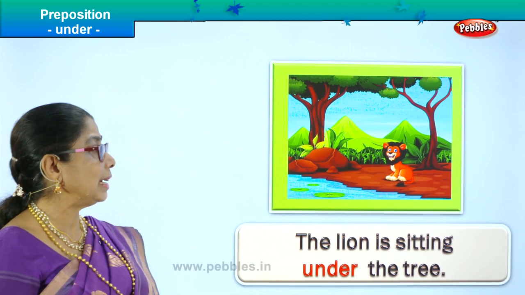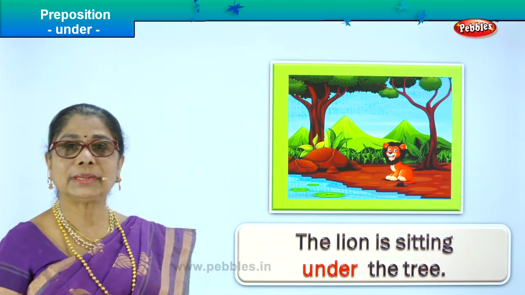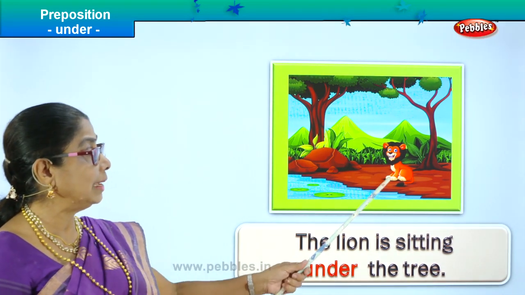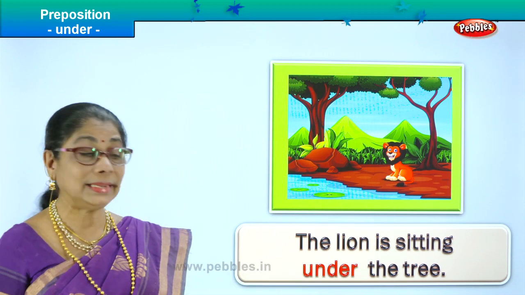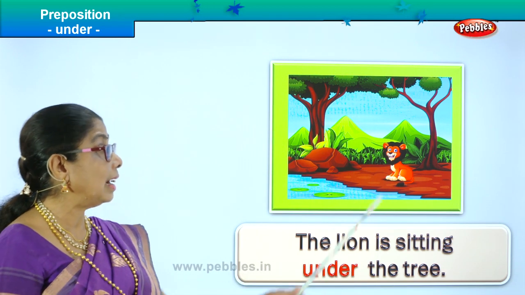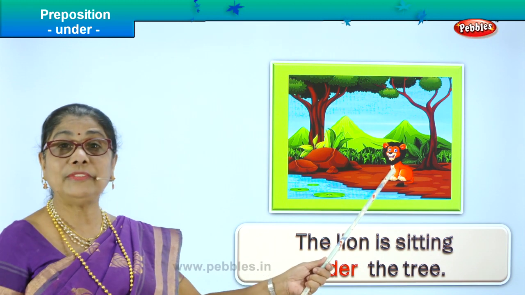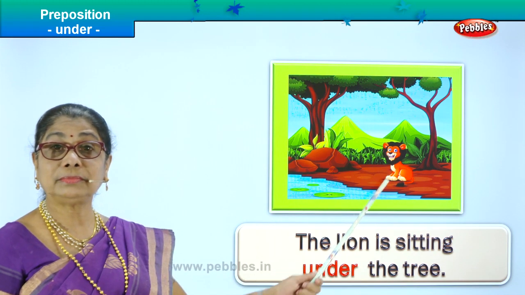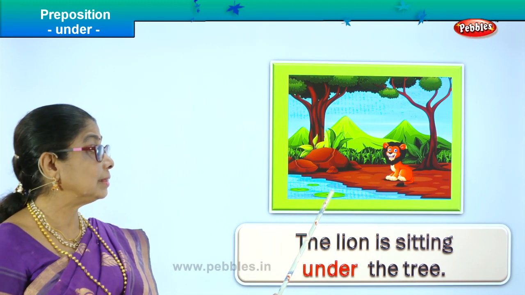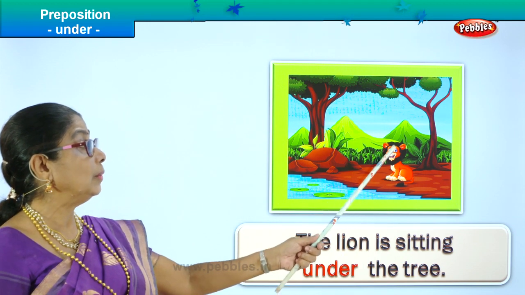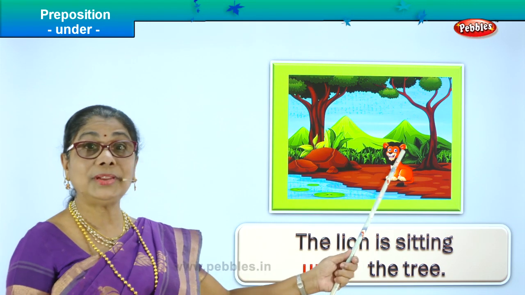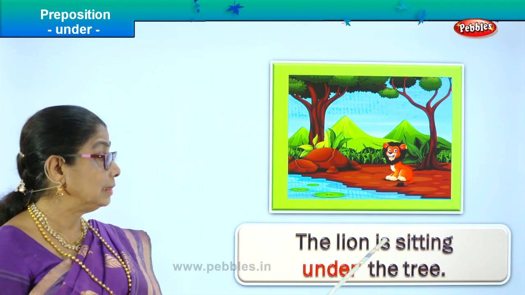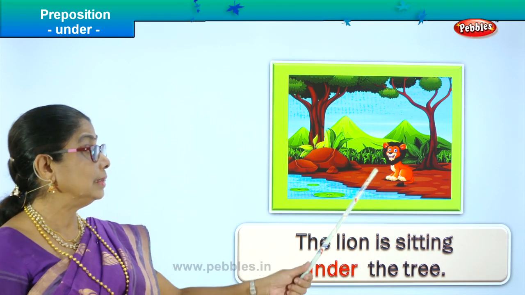Look at the picture, study. Look, the jungle, and you see a lion sitting. Where is the lion sitting? The lion is sitting under the tree. Probably he's feeling very hot. He's sitting by the stream to drink some water. And where is he now? Under the tree. Yes, the lion is sitting under the tree.